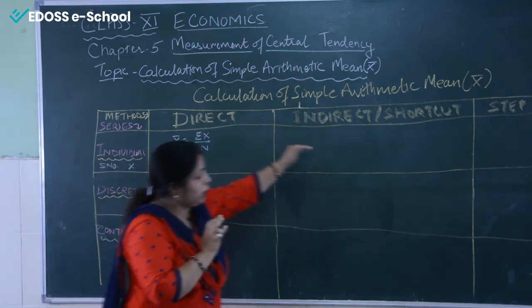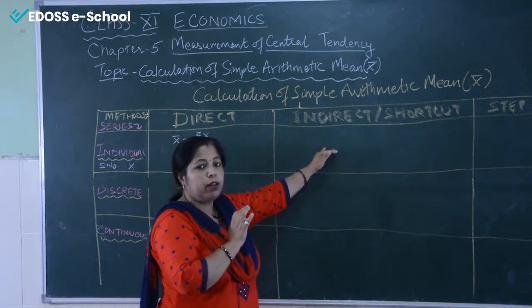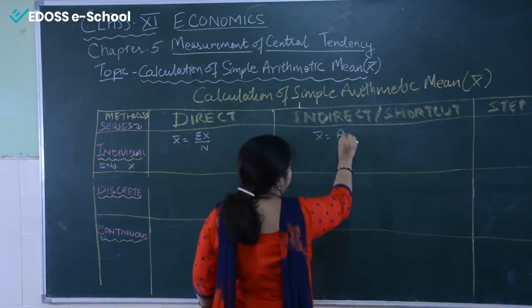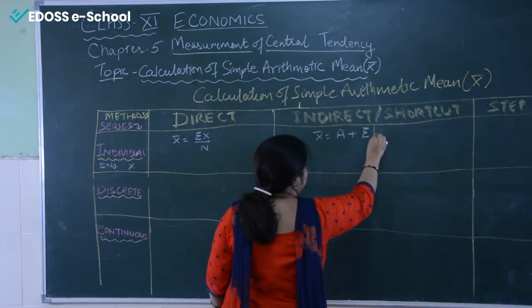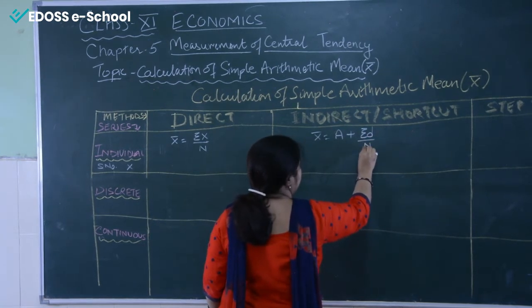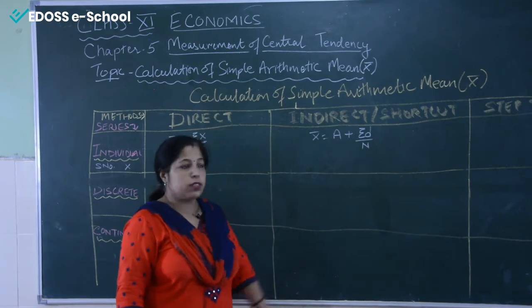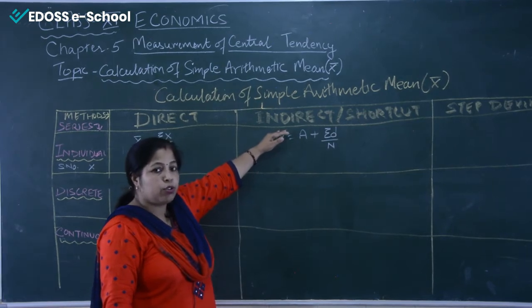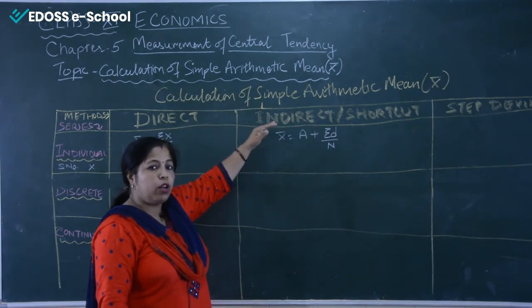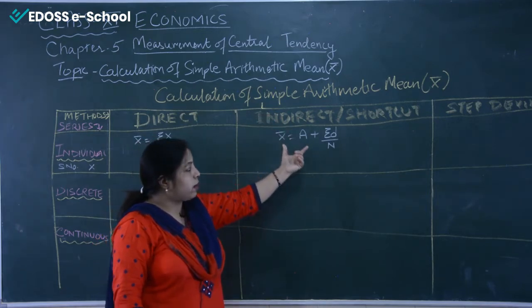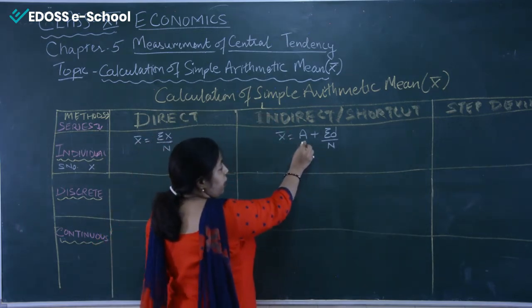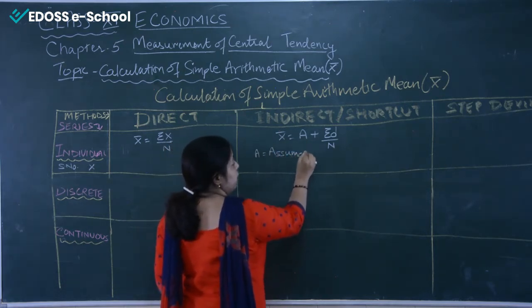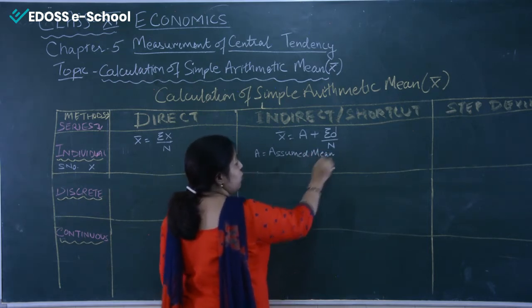Coming on to indirect method now. How to calculate mean in indirect method? The formula is x bar is equal to a plus summation d upon n. This is the formula to calculate mean under shortcut method, also called indirect method, also called assumed mean method. Now understand this formula. What is this? A stands for assumed mean.